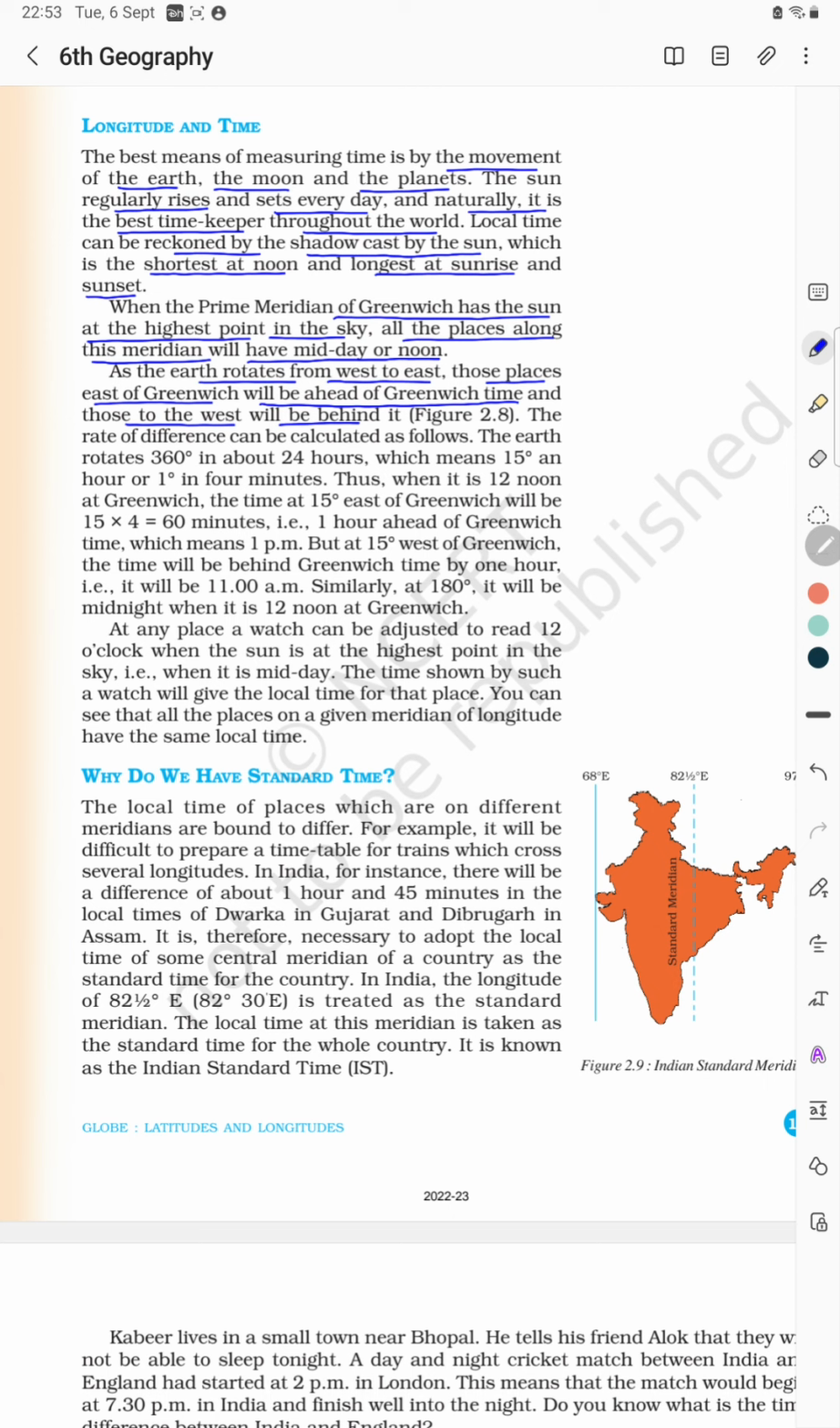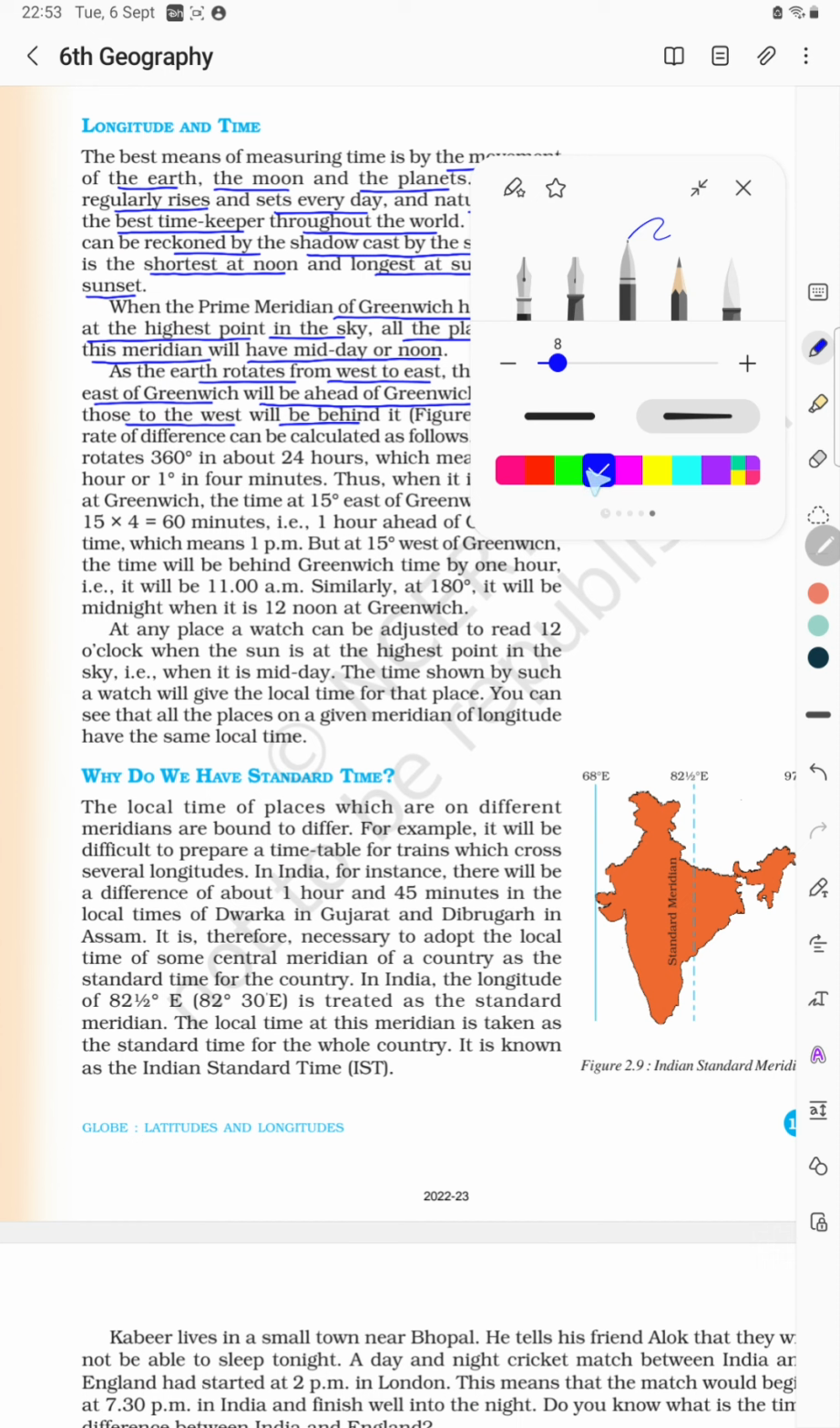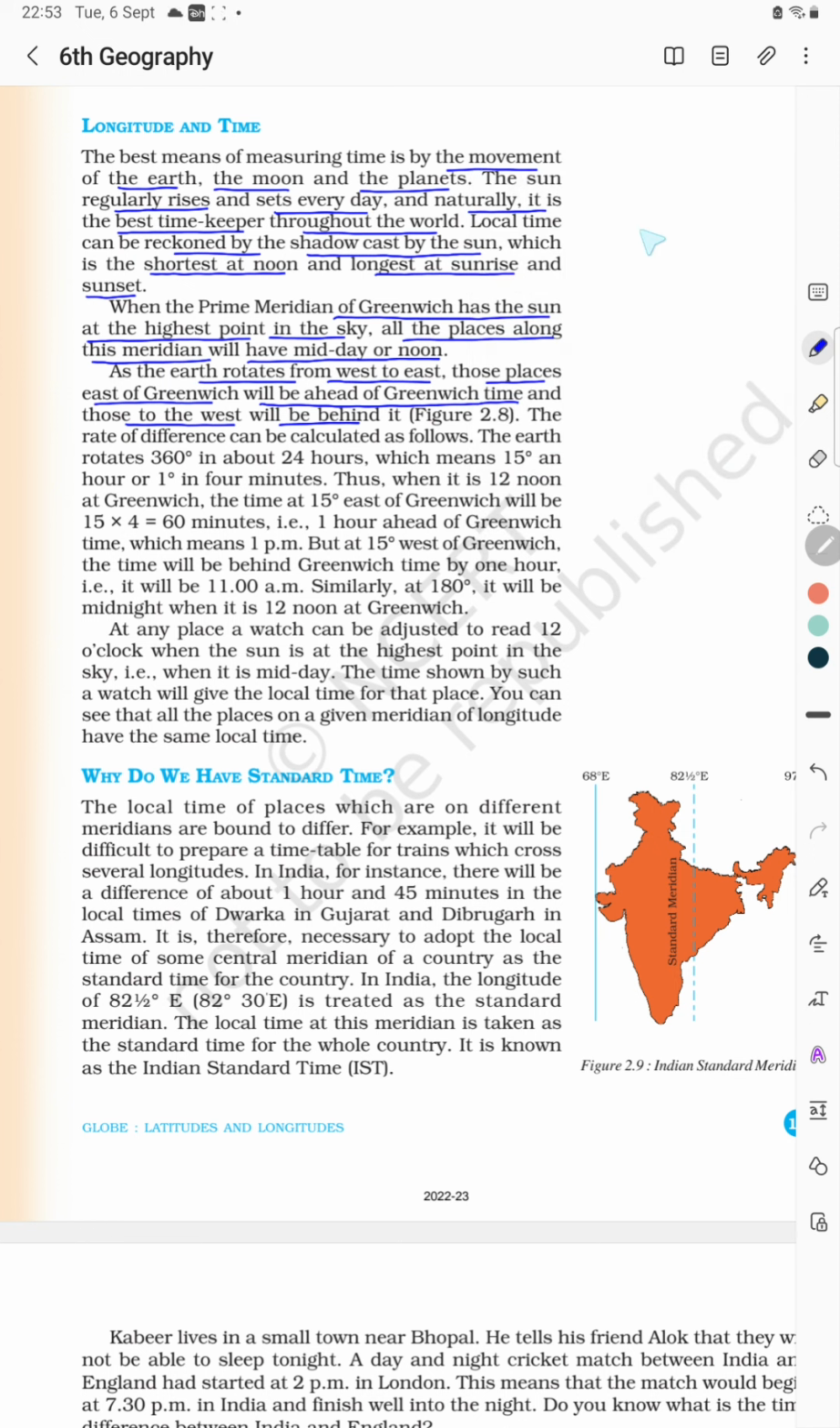As we have seen, from the prime meridian, this is a prime meridian, this is 180 degree east, 180 degree west. Okay, so this is total 360 degree, so the rate of difference can be calculated as follows.